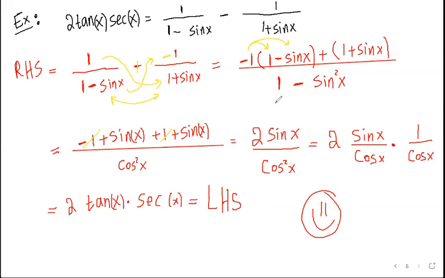Anyone has any question for how to prove the identity? Okay. Another one. But if I start from this side, it's going to be hard to arrive to the other side. If I start from 2 tan secant, it will be hard to arrive to the other side. I can arrive, but it's hard.